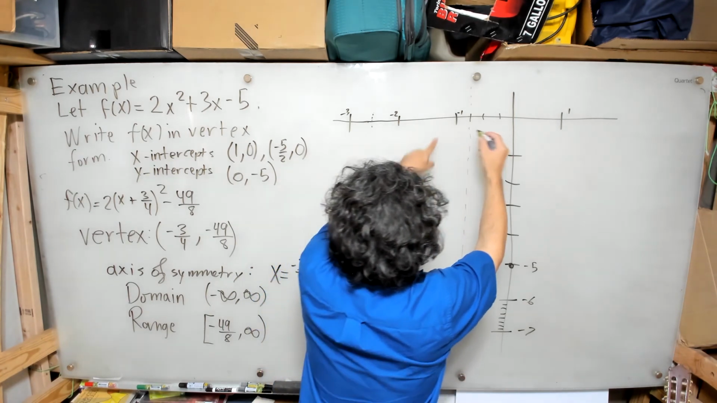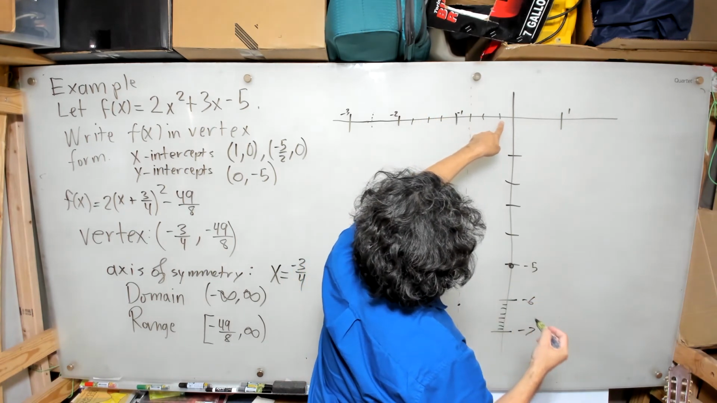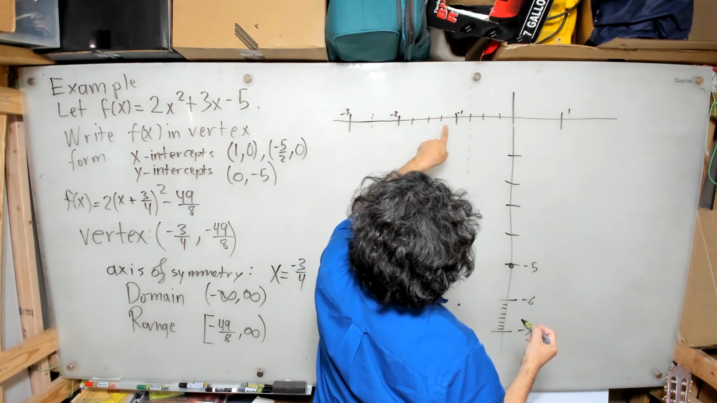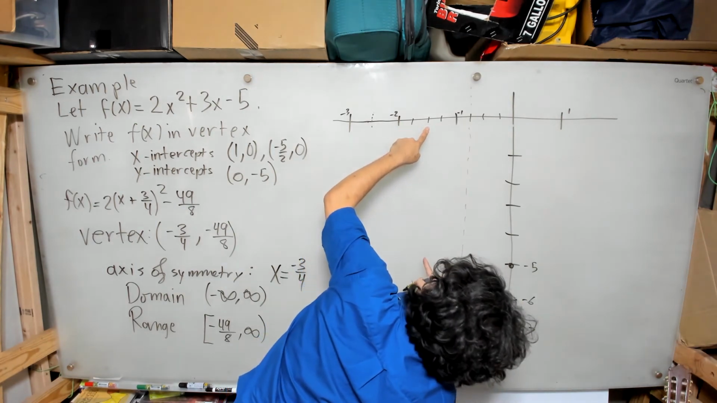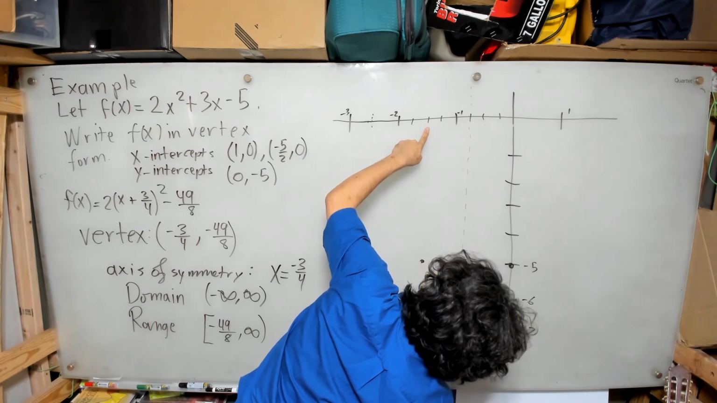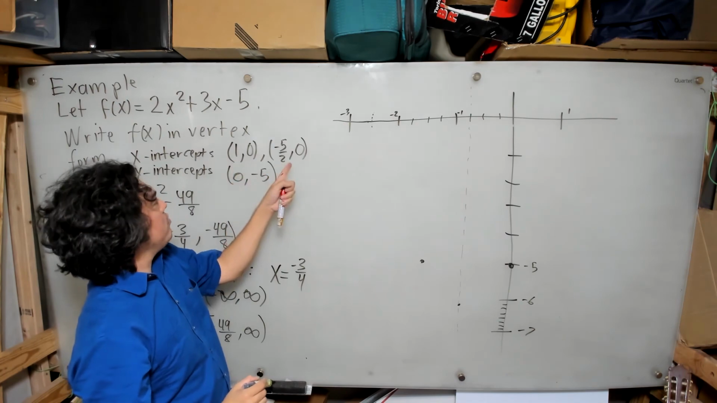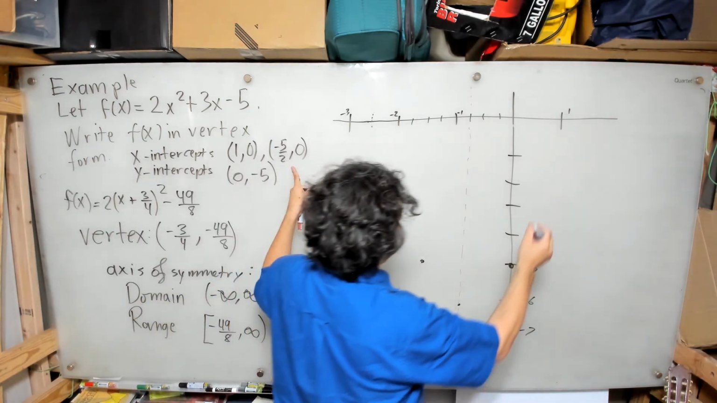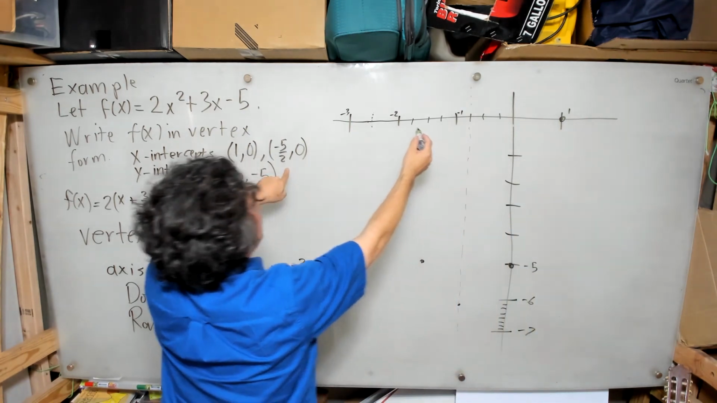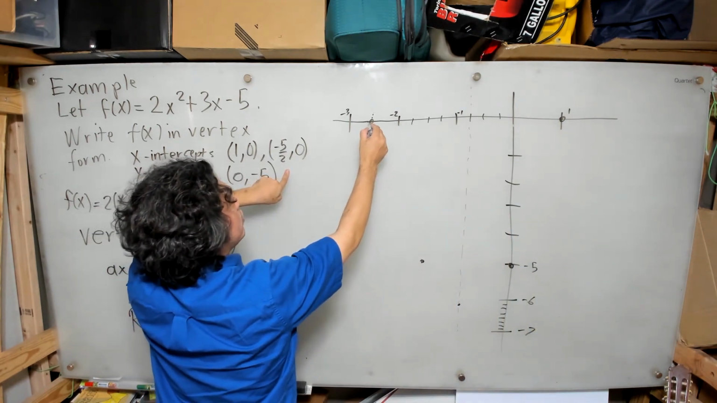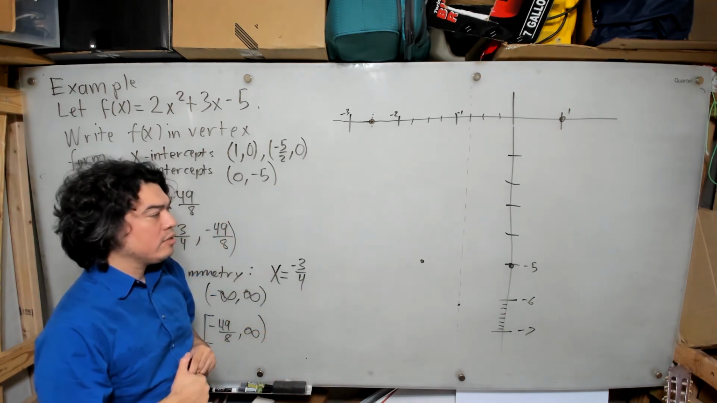So let me see here. I'm going to break this into quarters. 1, 2, 3/4. So 1, 2, 3. 1, 2, 3. So I go down here, about right there. Now I can put my x-intercepts, 1, 0. So 1 right here. And -5/2, 0. So -2.5, right there. Okay. And now all I have to do is connect these points together.